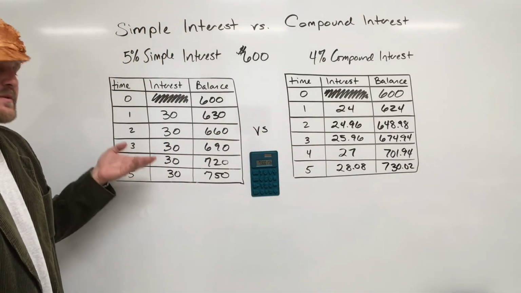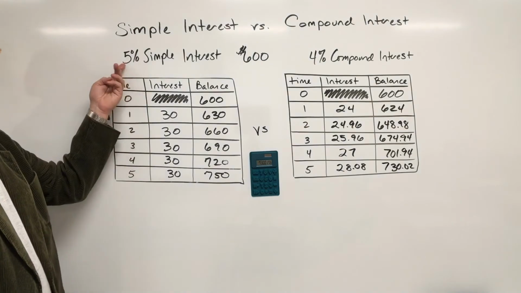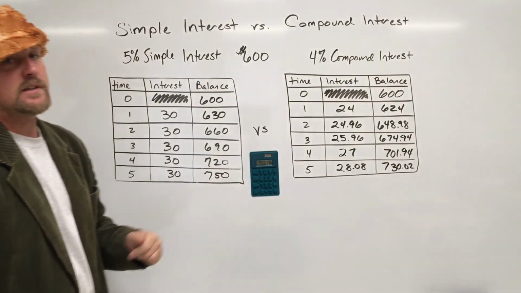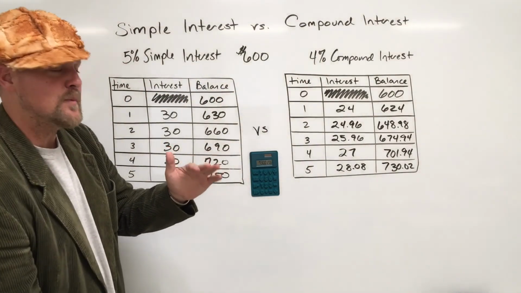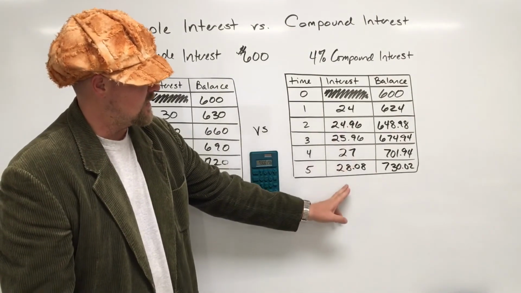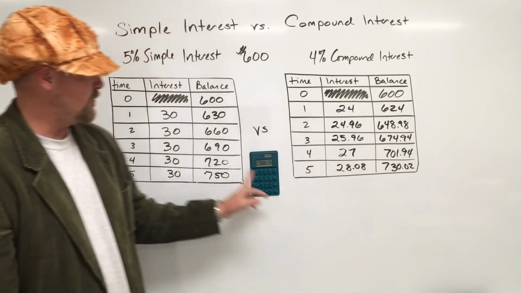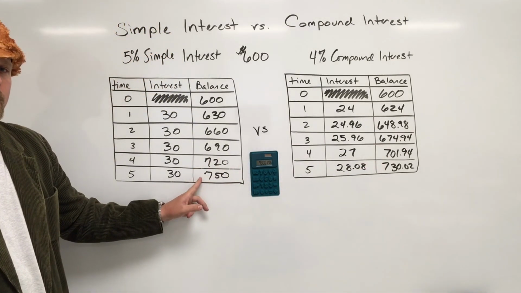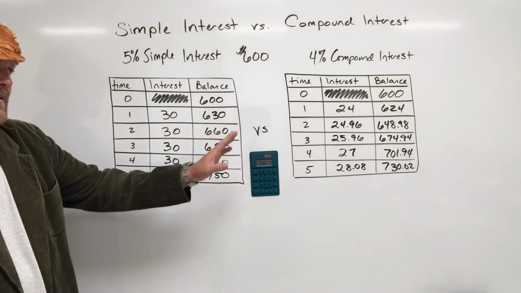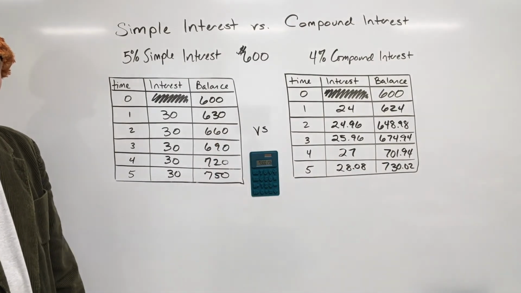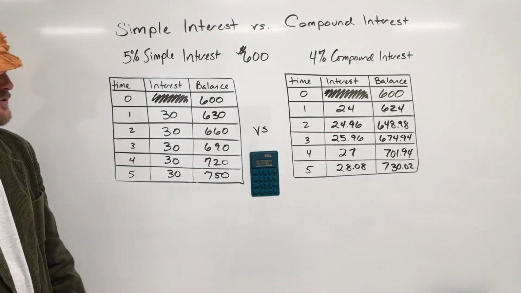In the short term, simple interest is better as long as the percent is higher than the compound interest. But in the long term, what's going to happen is this column here is going to become greater and greater than $30, which means this column will be better than this column. In the long run, compound interest is much better and earns much more money than simple interest.